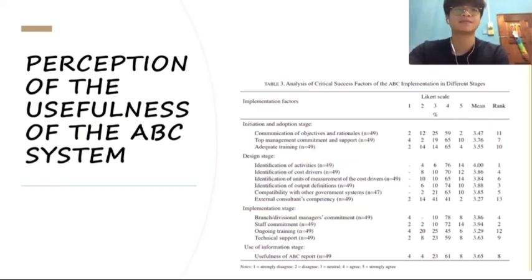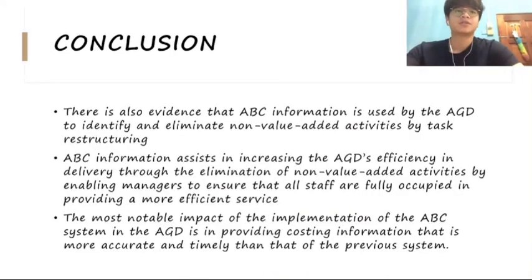In conclusion, there is also evidence that ABC information is used by the AGD to identify and eliminate non-value-added activities by task restructuring. ABC information assists in increasing the AGD efficiency in delivery through the elimination of non-value-added activities by enabling managers to ensure that all staff are fully occupied in providing a more efficient service.